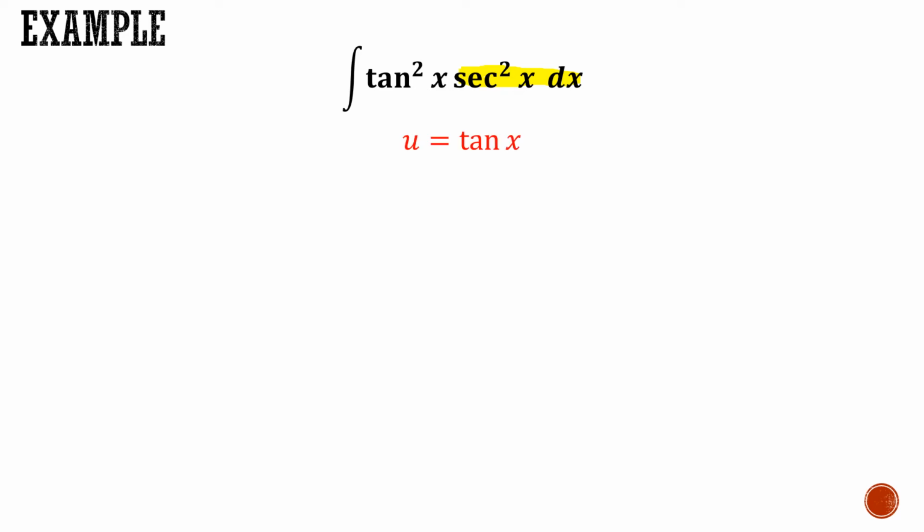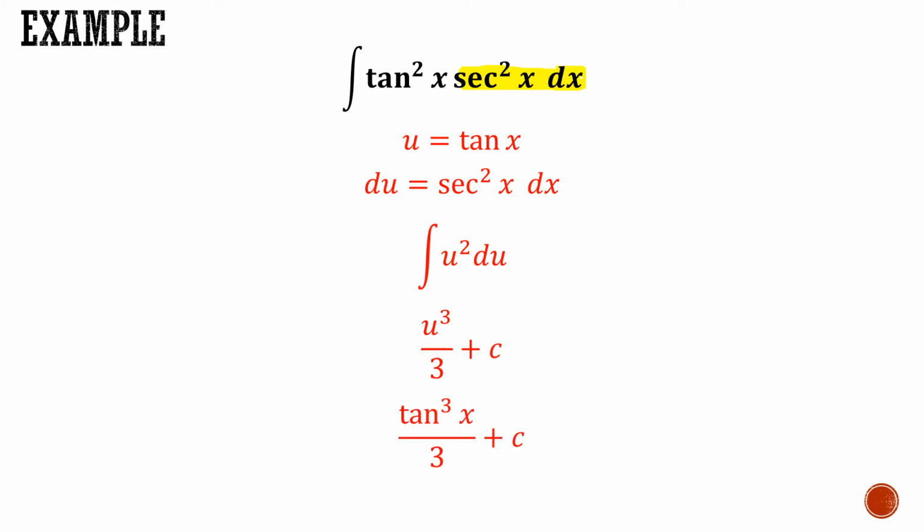And if u is tan x, then du is secant squared x dx, which is this whole highlighted piece, this piece that I highlighted in yellow. And so when I substitute back into the integral, I have the integral of u squared du. And we know that integral is u cubed over 3 plus c. And substituting my u back into the problem, I'm going to have tan cubed x over 3 plus c.